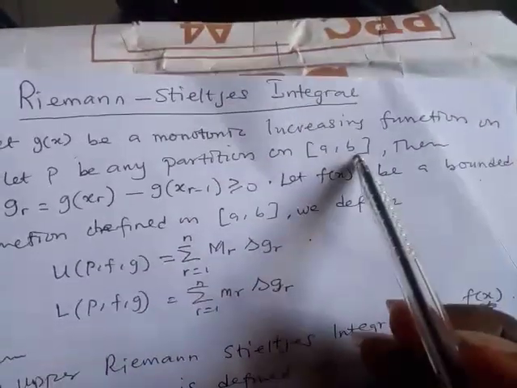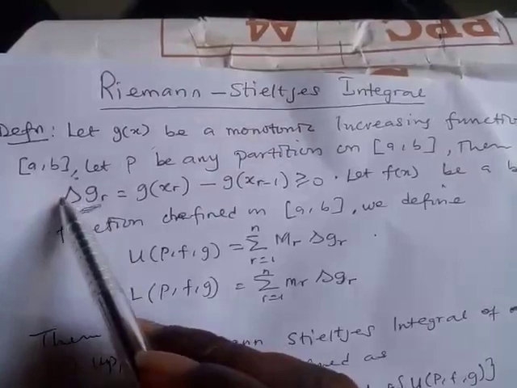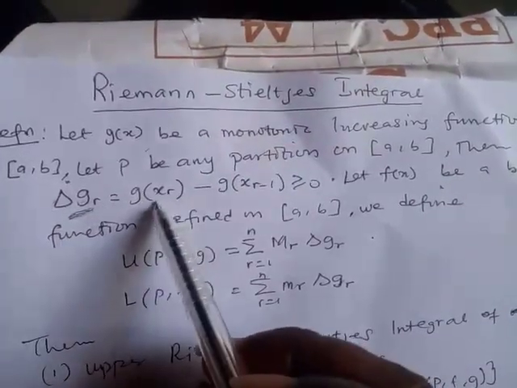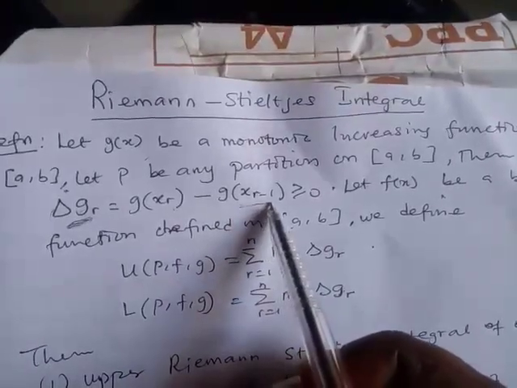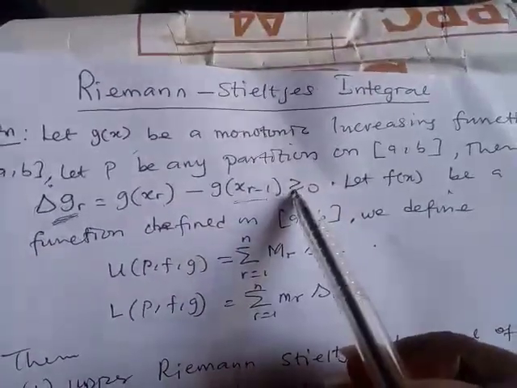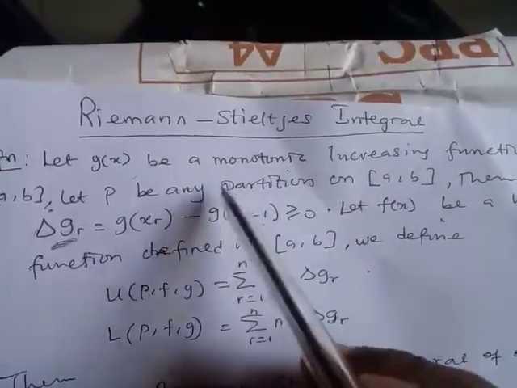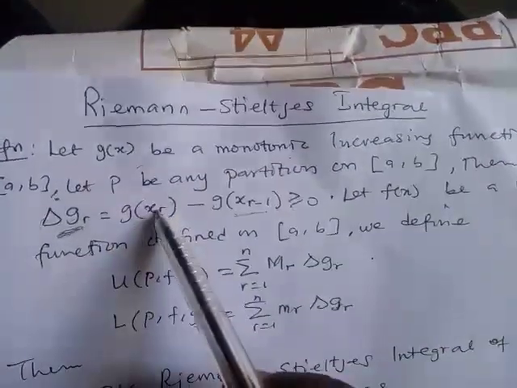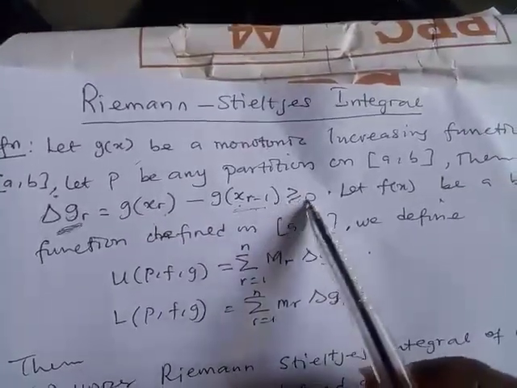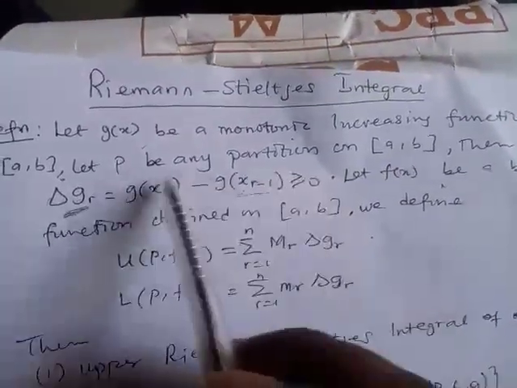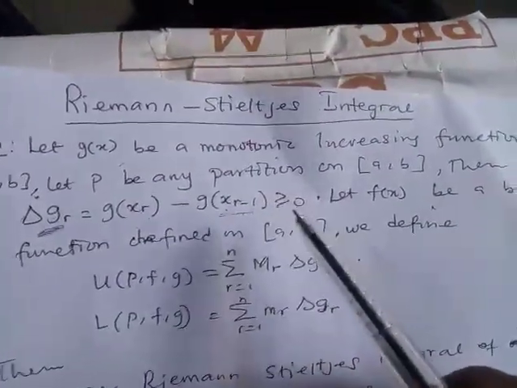So that's why I say let g of x be a monotonic increasing function in this interval, and let P be any partition on this. Then we define delta g_r to be g of x_r minus g of x_(r-1). Here we say that it's greater than or equal to 0. Why? Because g is an increasing function. Definitely this one will be higher than this one, and this minus this will be greater than or equal to 0. So we do not want to know what is there, but since this one is higher, it will be greater than or equal to 0.